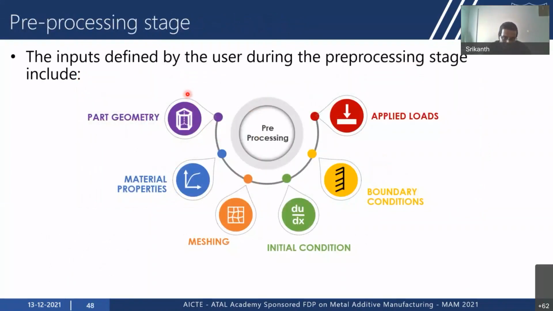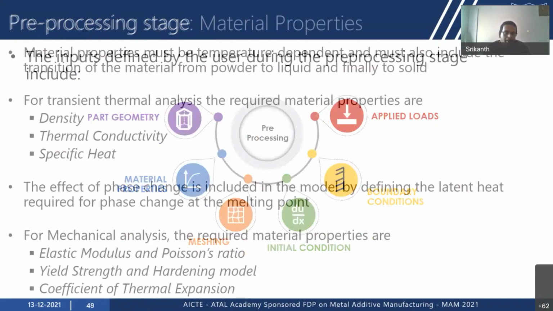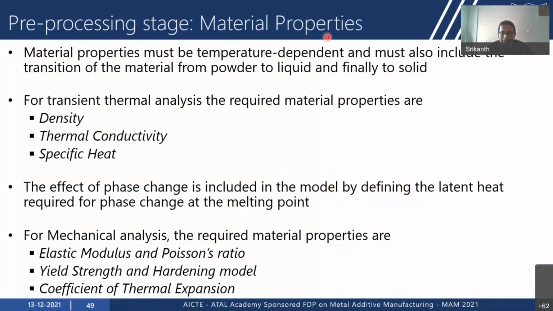So these are the various steps in the pre-processing stage. We define the geometry, the material properties based on the type of analysis, we mesh it, we apply the initial conditions, boundary conditions, and then the loads. Now, as I said, the material properties that we define will vary in thermal analysis and mechanical analysis. In thermal, we are looking at density, thermal conductivity, specific heat, and latent heat. In mechanical analysis, we are looking at elastic modulus, Poisson's ratio, yield strength, thermal expansion coefficient, hardening model. And most of these properties are defined as a function of temperature.